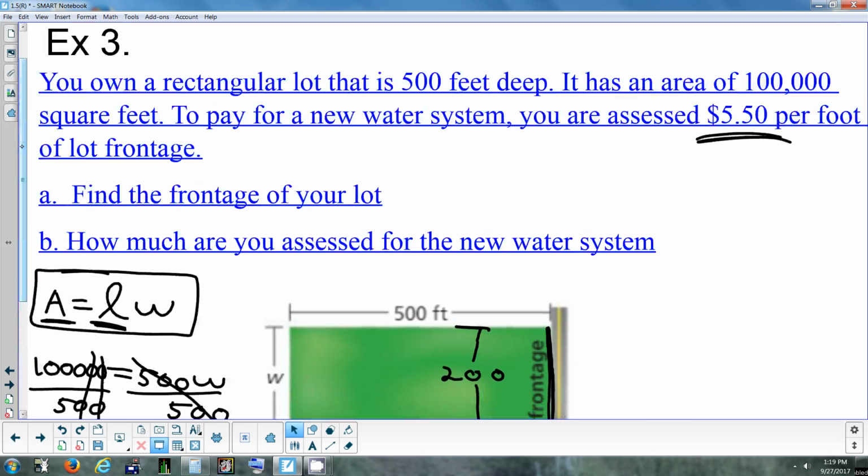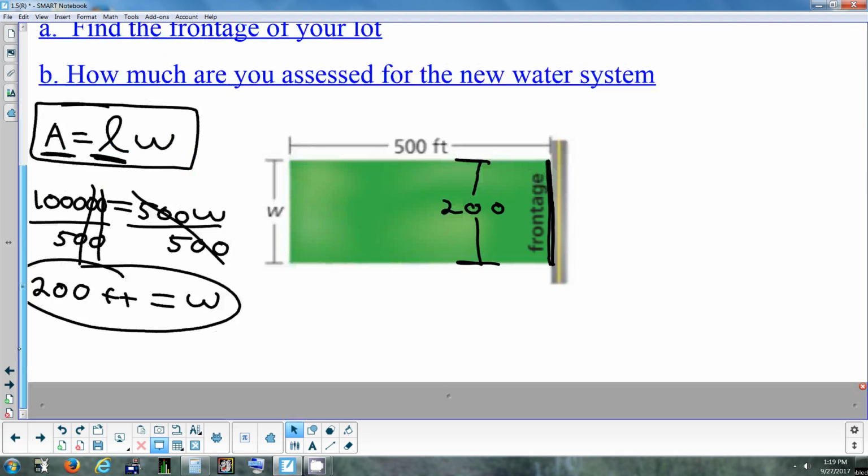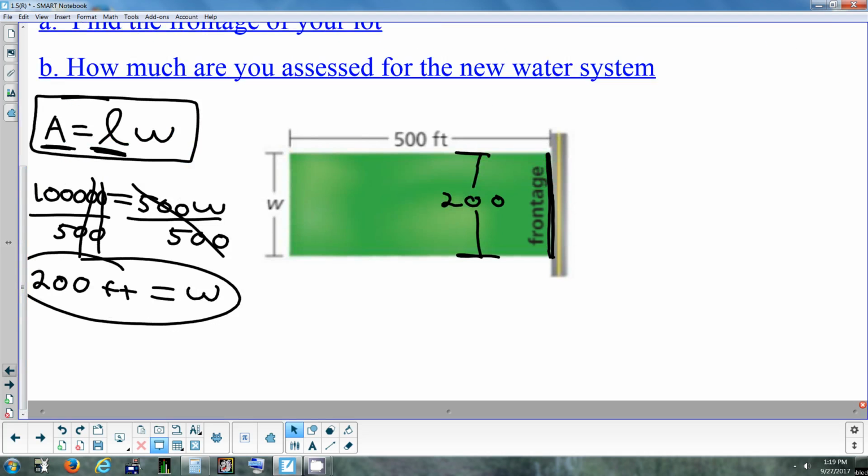Part 2, it says, how much are you assessed for the new water system? Well, what does it say to pay for a new water system? To pay for it, you are assessed $5.50 per foot of the lot frontage. So you pay $5.50 for every foot of frontage. How many feet of frontage do we have? 200. And then times what? 5.50 times 200. Perfect.